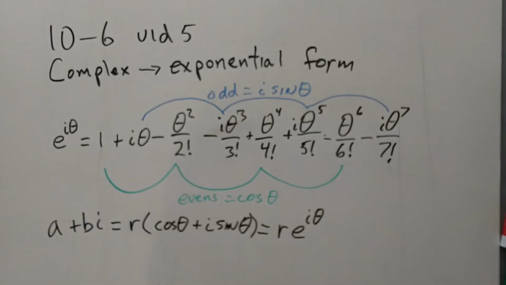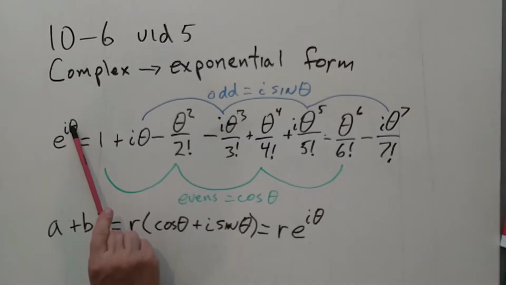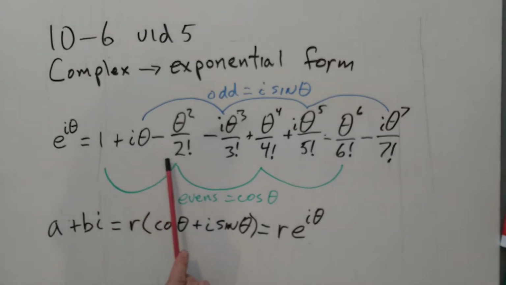We're now going to look at Chapter 10, Lesson 6, Video 5, Converting Complex Numbers into Exponential Form. To do this, let's look at the power series that we've developed already in this chapter. First, we looked at powers of e to the x. Well, I decided to then find out what is e to the i pi. So i pi becomes the x, and we fill it into the powers of e power series, and this is what you get.